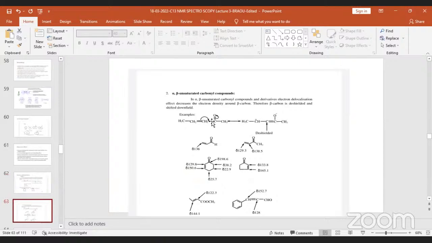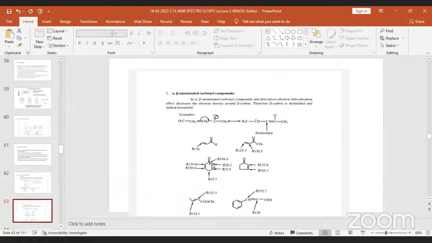Suppose this carbonyl is not there, this is the same as a normal alkene carbon only. So it will not be de-shielded. It will be coming around 123. But here it is de-shielded. That is the reason why it is coming at 136. You see, it is here 129, more than ethylene. That is due to the electron withdrawing effect of the carbonyl group.